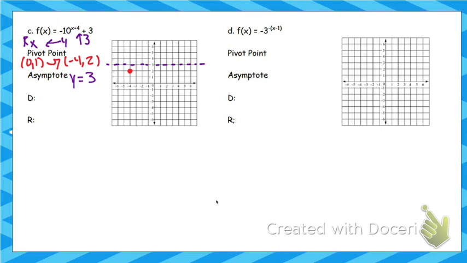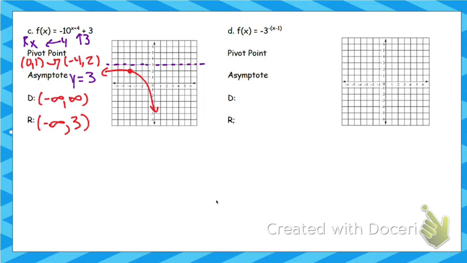All right, and again, you can check the shape on a calculator at this point, or just remember the original shape looks like this, so we're going to reflect that over the axis. Domain for every exponential, -infinity to infinity. Range, we go bottom to top. The lowest y value is -infinity, the highest y value is 3. It doesn't touch 3, so we put a parenthesis on it.